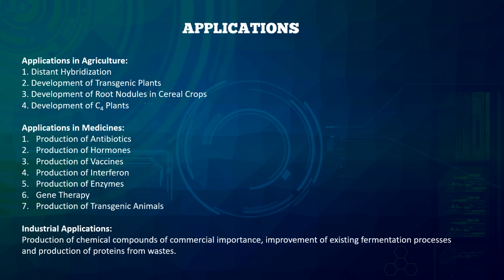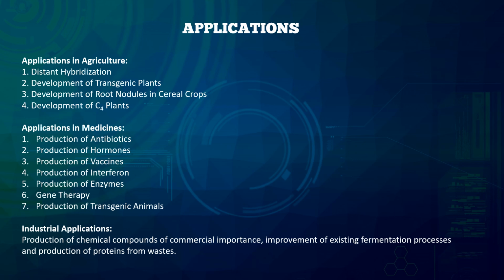Development of transgenic plants. Genetically transformed plants which contain foreign genes are called transgenic plants. Resistant diseases, insects and pests, herbicides, drought, metal toxicity tolerance, induction of male sterility for plant breeding purpose, and improvement of quality can be achieved through this recombinant DNA technology. Example, BT cotton, it is resistant to bollworms.